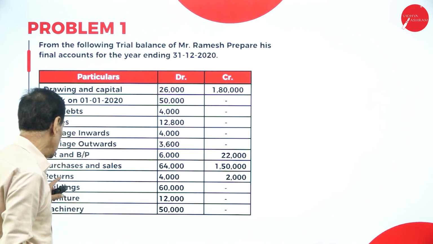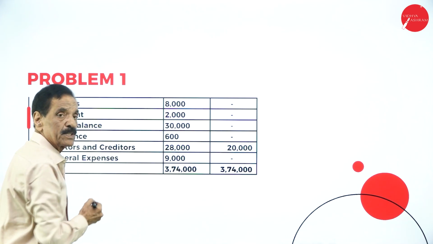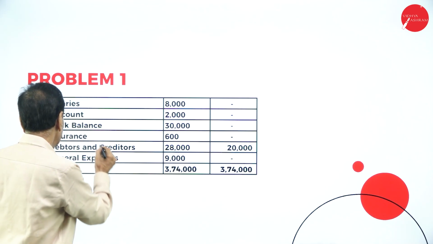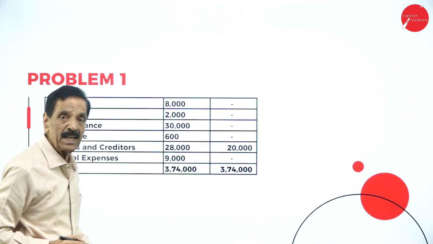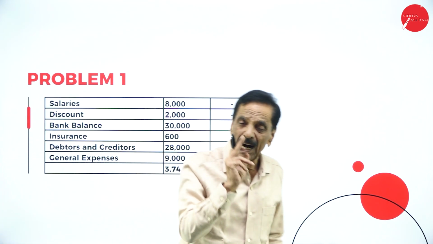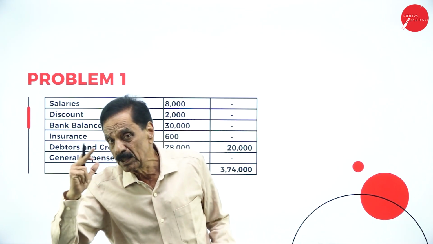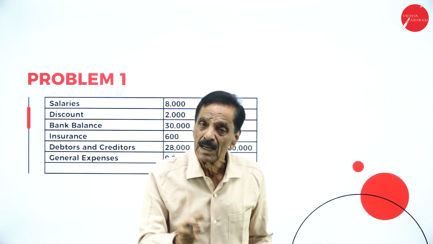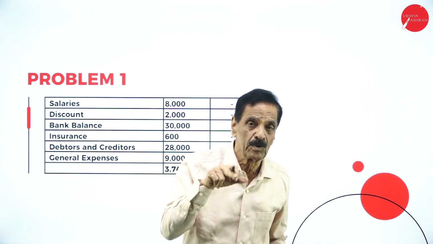Then building is asset, furniture is asset, machinery is asset, salary is an expenditure, discount will come profit and loss account, bank balance will come asset side of the balance sheet, insurance is an expenditure, debtor and creditor. Debtor is asset, creditor is a liability, general expense is an expenditure. So the items that come in the trial balance should appear only once. The items in the adjustment should appear twice, minimum 2 times, sometimes 3 times. The items in the trial balance should appear only once. The items in the adjustment should appear twice.